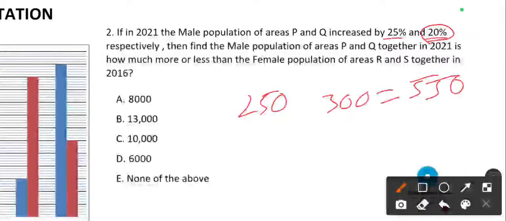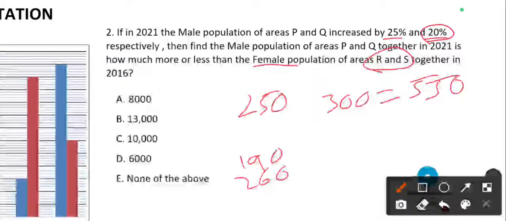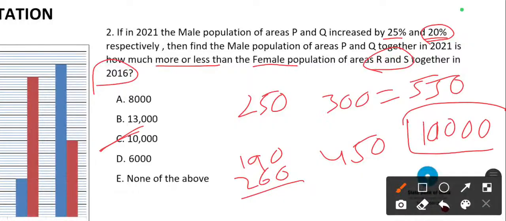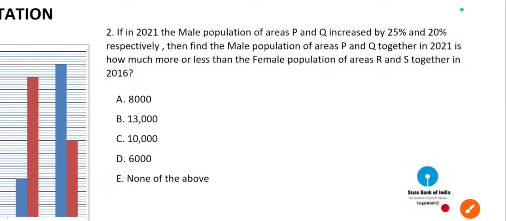And now second time it says R and S together females. Initially R has 190 and S has 260. I'm talking about 2016 only. So here we got 450. I'm asking how much more or less. There is no percentage given. More or less means we see it is 100 more. These are given in hundreds, so double zeros. So this much is more. Option C is the answer. I did percentage. Okay. Next question.